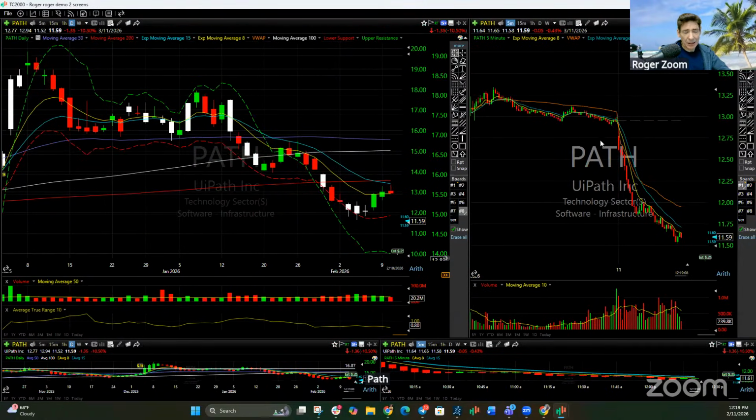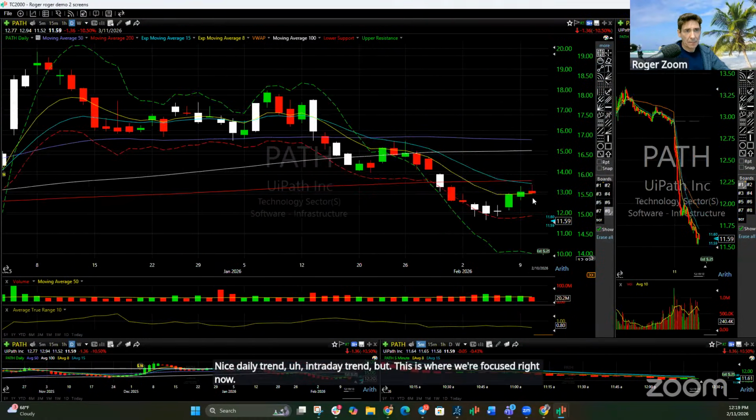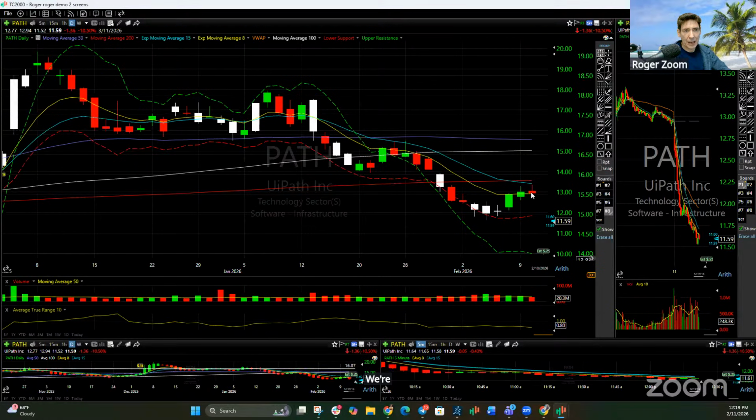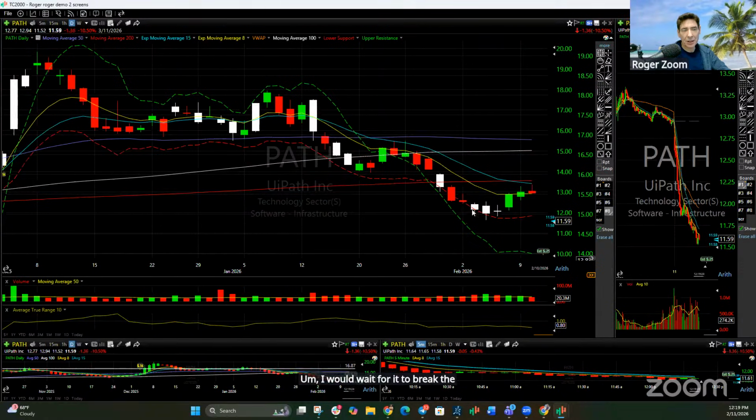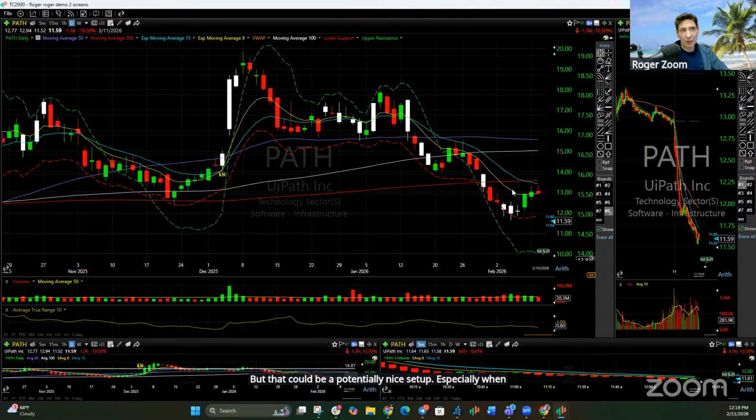Nice daily trend, intraday trend, but this is where we're focused right now. It's sitting right at the 8-day EMA. It's below the 200-day. It's resisting the 15. I would wait for it to break the 8 first, but that could be a potentially nice setup, especially when you consider this downtrend. Look, long-term trend, short-term trend.